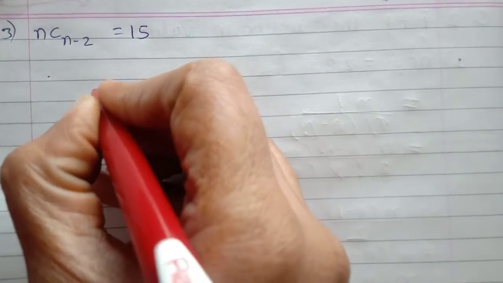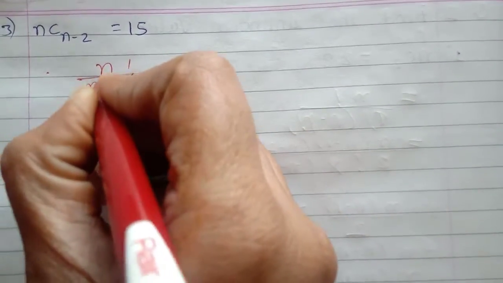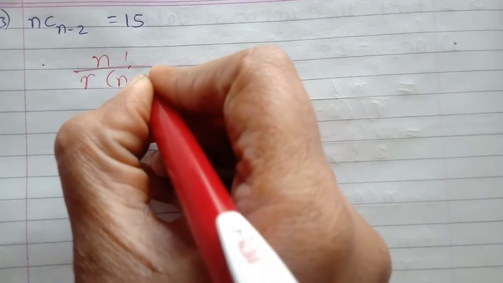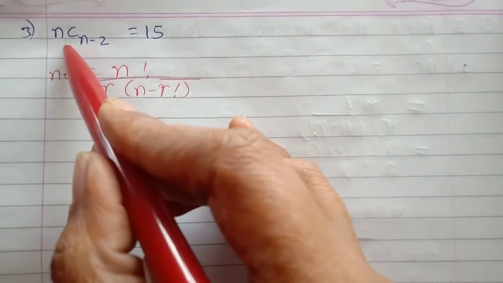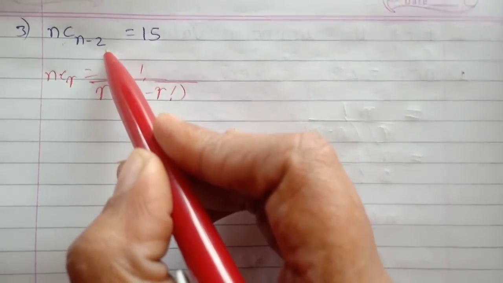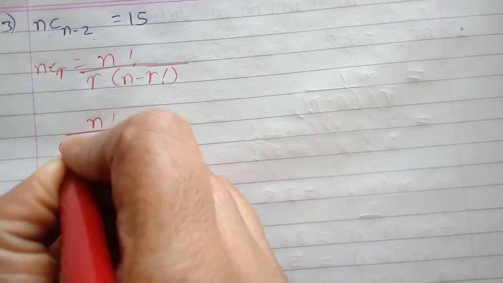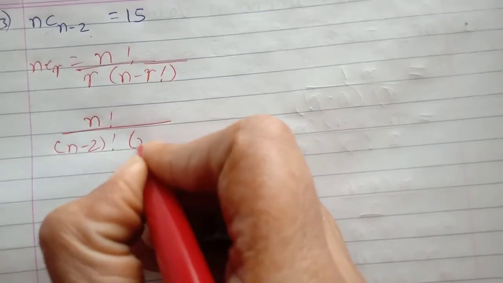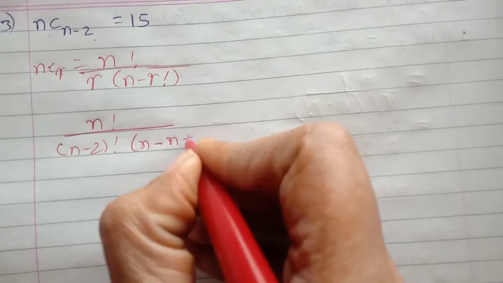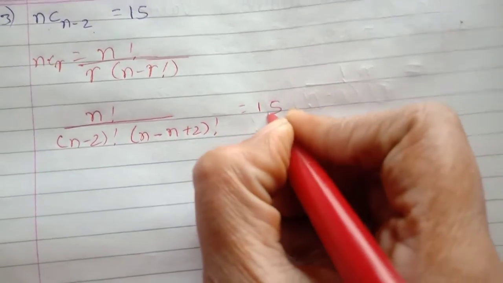Now third question, that is nC(n minus 2) is equal to 15. Now here if you want to solve, so what we'll do? n factorial upon r factorial and (n minus r) factorial. This is the formula for nCr. Now here our n is n and r is n minus 2. So I'll write down here n factorial upon (n minus 2) factorial into (n minus n plus 2) factorial is equal to 15.